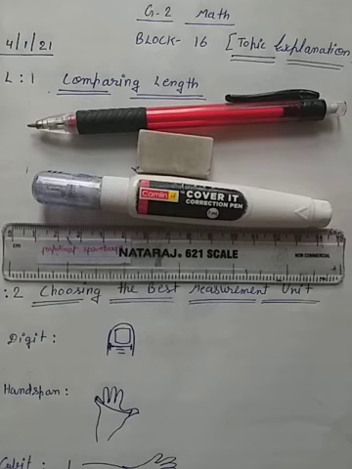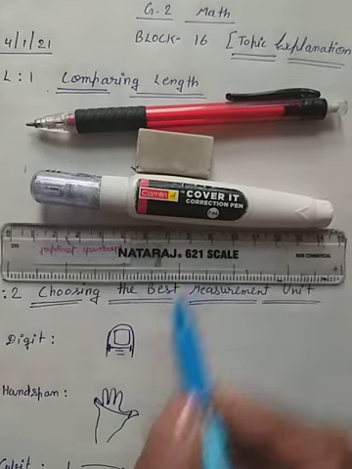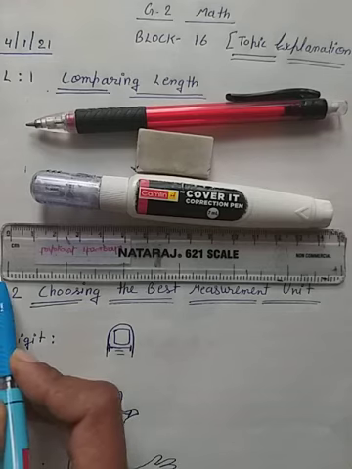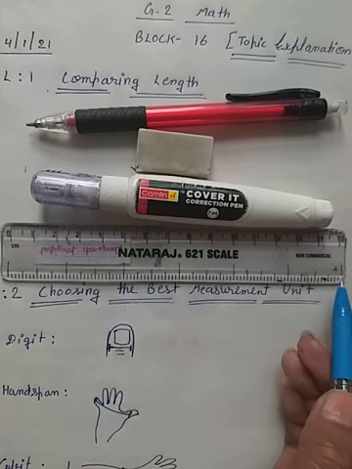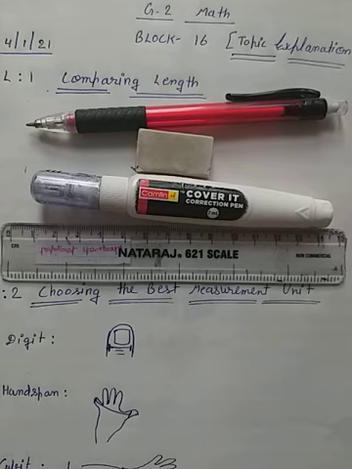So students, tell me which one of these objects has the shortest length. सबसे छोटी लेंथ किसकी है? Yes, the shortest length is of the eraser. And the longest length, yes, the longest length we have is the scale. So these are comparing of length with objects. I hope you all understand.